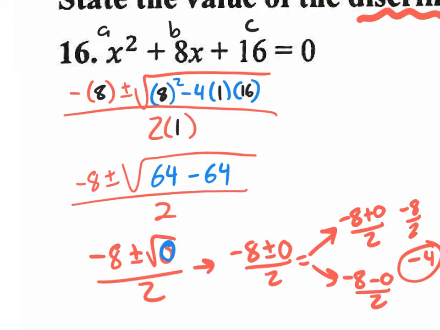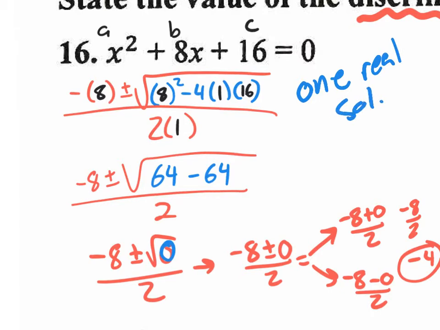Now, on this section, are they telling you find the answers? Are they telling you solve? Are they telling you find the x-intercepts? No. What are they asking you to do? They're just asking how many answers do you actually have? How many answers did we get right here? One. That's all they're asking for. So I want to say one. One real solution.